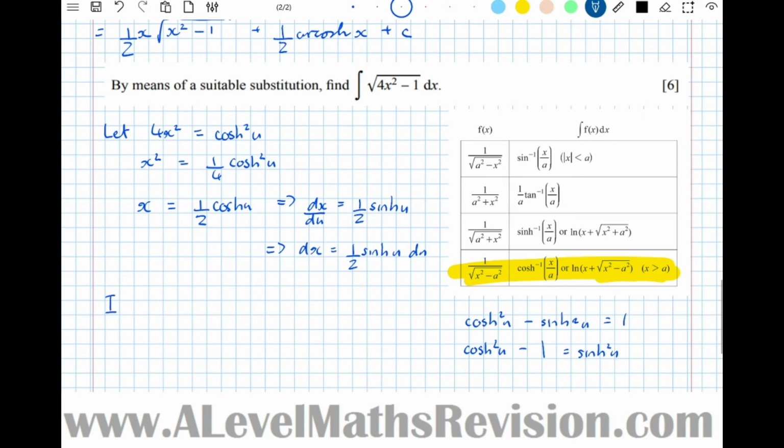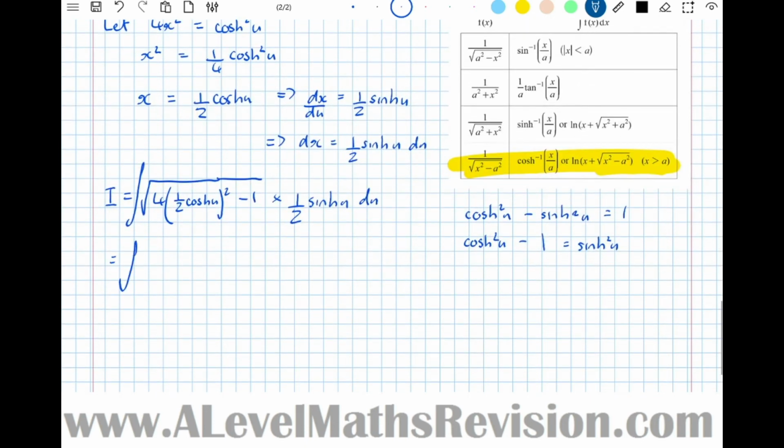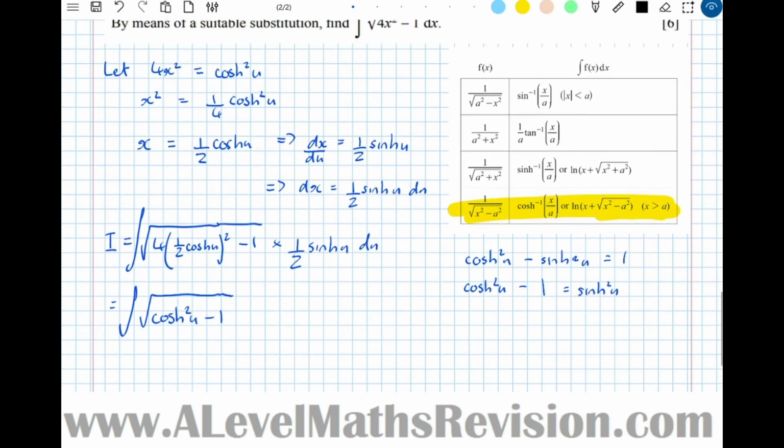Therefore, rewriting the integral, I equals the integral of the square root of 4 lots of a half cosh u squared, take 1, times a half sinh u du. This equals the integral, and a half cosh u all squared equals a quarter cosh squared u, so that just becomes the square root of cosh squared u minus 1. And that's why we use this substitution. We want the 4 to cancel, so that we could just use the pure trig identity, cosh squared u minus 1. So here we want all of the 4x squared to equal cosh squared u, and we found the x that would make that happen, times a half sinh u du.